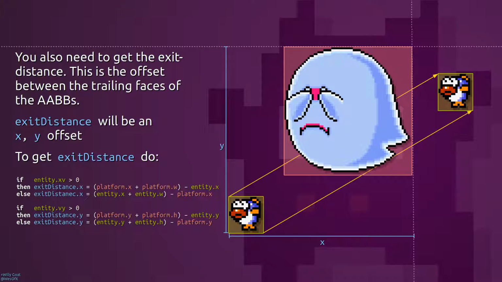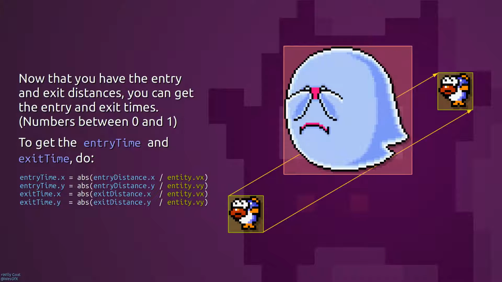Now you need to get the exit distances. These are the same as the entry distances, except it's the faces that are facing away from the collision. Now that you have the entry and exit distances, you can get the entry and exit times. These are a number between 0 and 1, and you get them by dividing the distance by the velocity. The number also needs to be positive, so you take the absolute value of that.